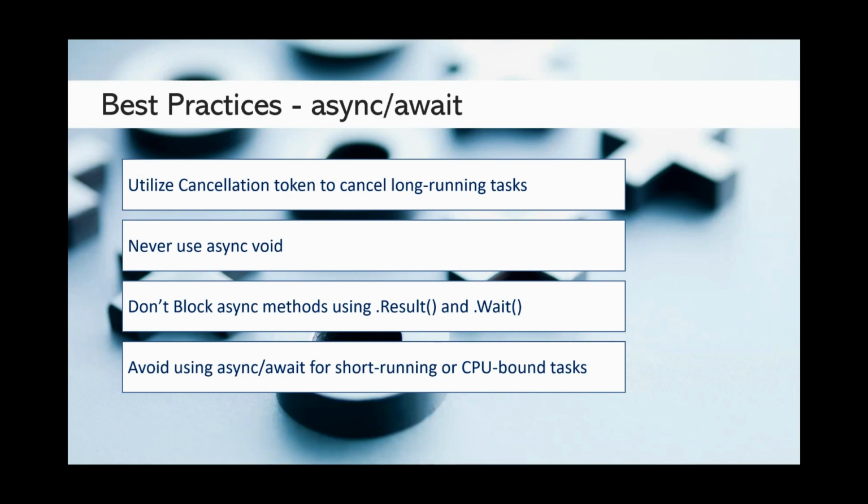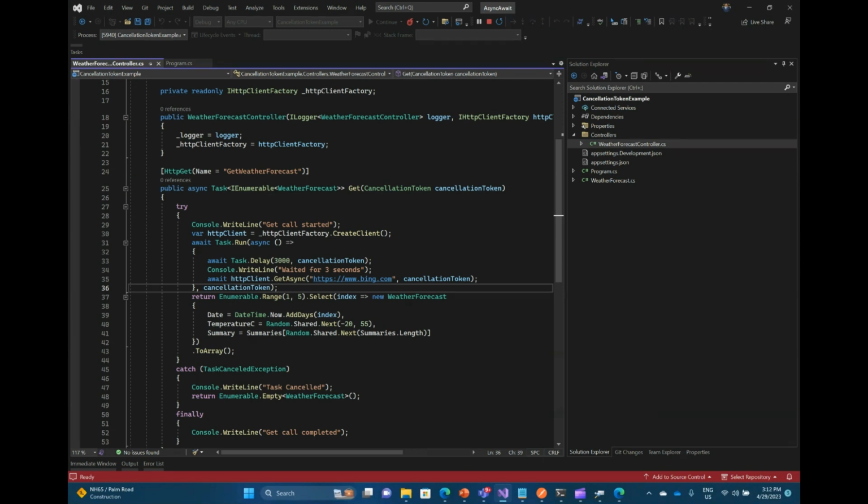One best practice is to use cancellation tokens to cancel long running tasks if they are no longer needed. This can help prevent your application from becoming unresponsive or hanging if a long running task takes too long to complete. To give you a demo on this, let me take you back to the code. To show how a cancellation token can be used to cancel the long running task and how it should be implemented in C Sharp, I've created a sample .NET Core Web API application.